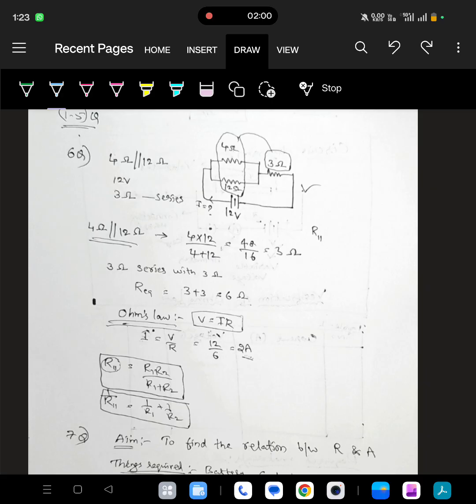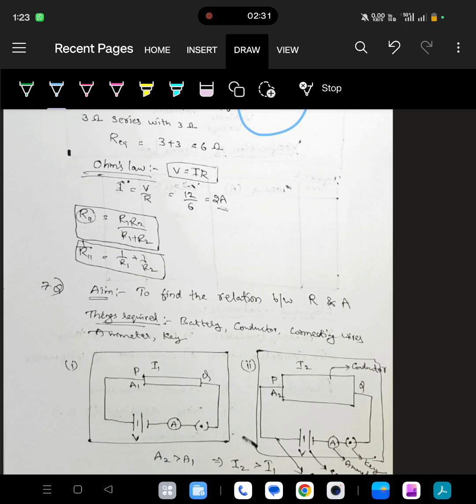First, 4 ohm parallel to 12 ohm. 4 into 12 by 4 plus 12 is equal to 48 by 16, that is equal to 3 ohms. This 3 ohm is in series with another 3 ohm. So 3 plus 3 is equal to 6 ohms.